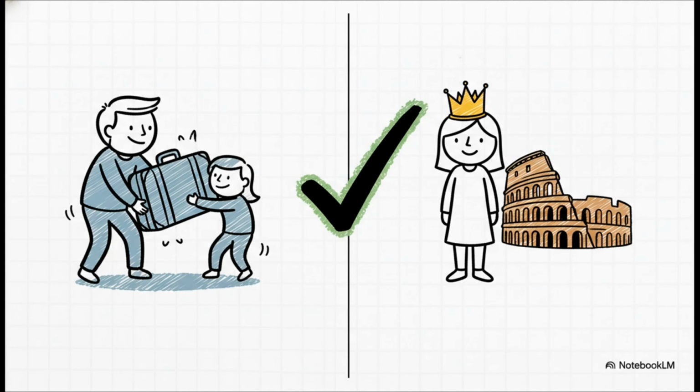So what about making a positive statement, an affirmative sentence? Well, we just stick to that core formula we just learned. For example, he will help you with that heavy suitcase. See? It's a direct, confident statement about what's going to happen in the future.